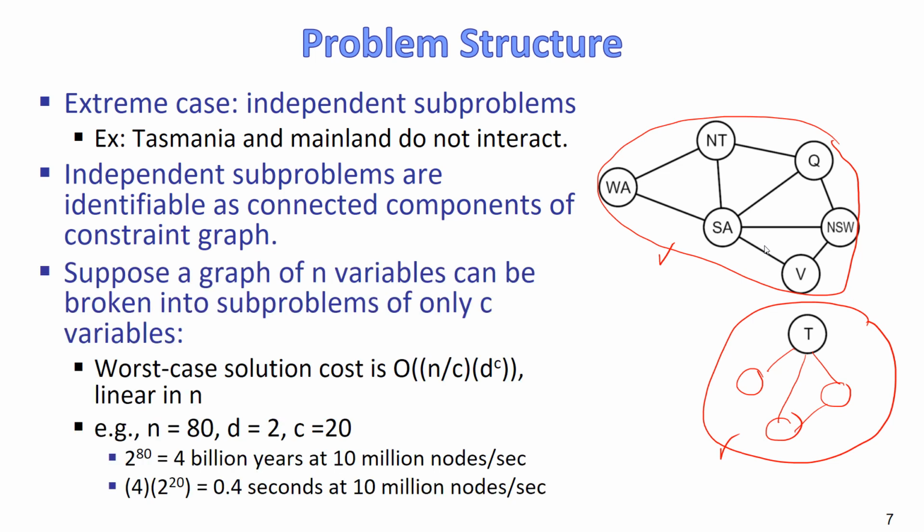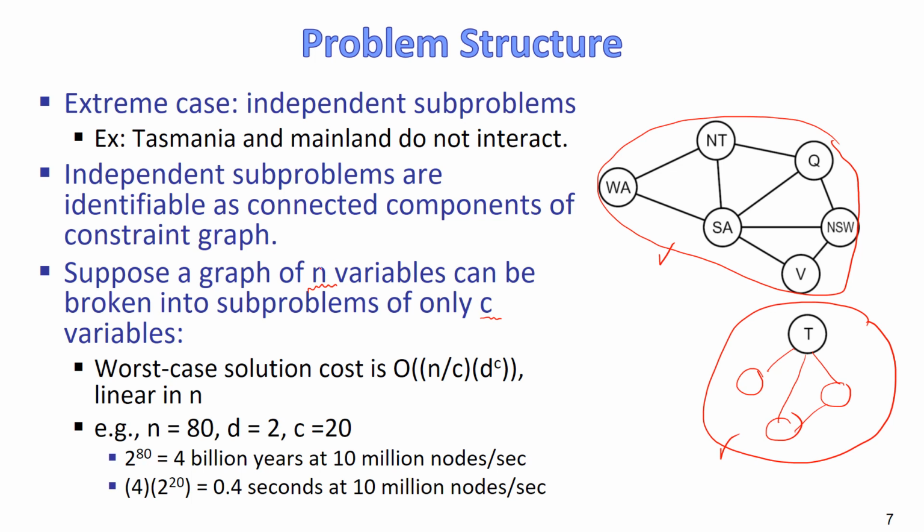Now, suppose that a graph of n variables can be broken into subproblems of only c variables. Let's say that we have 20 variables here. The graph has 20 variables. I found that we have four connected components within that graph. Each has 5 nodes. If I solve these subproblems independently, would that be more efficient than solving the general problem?